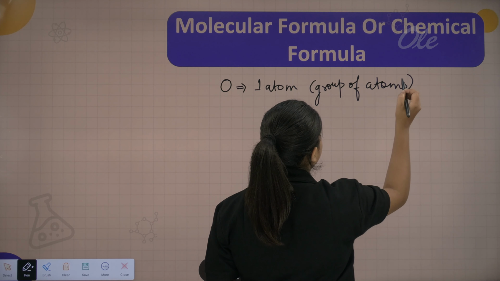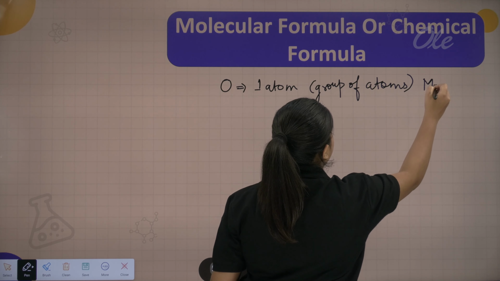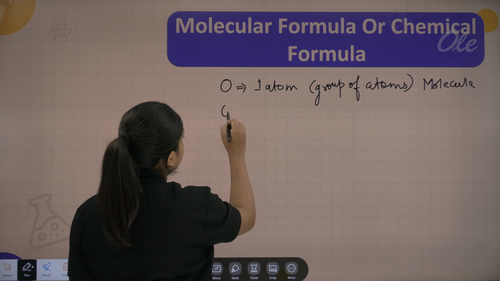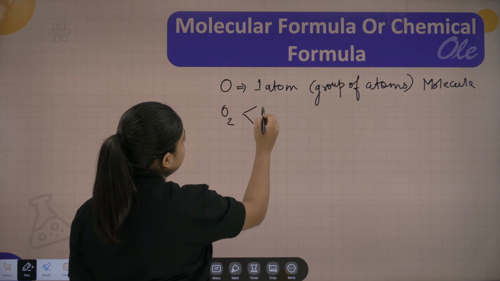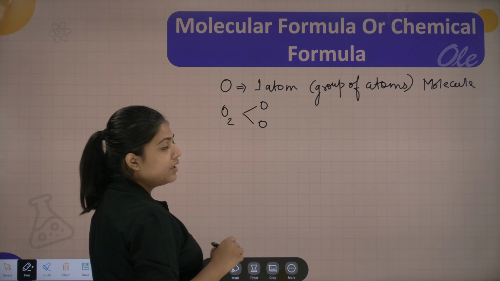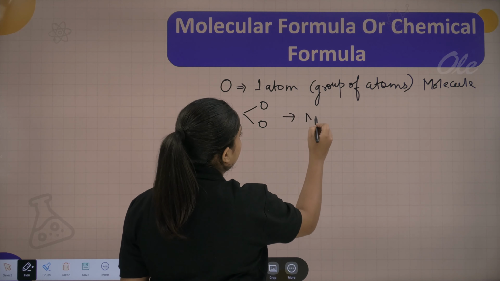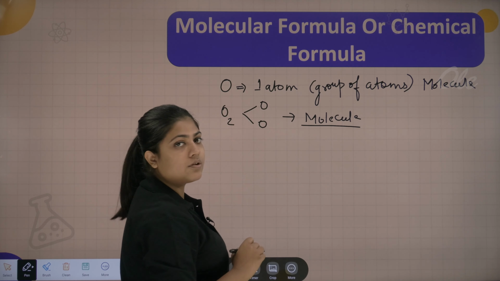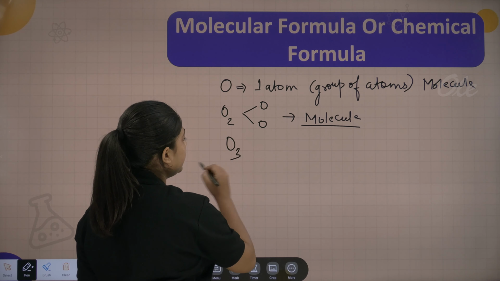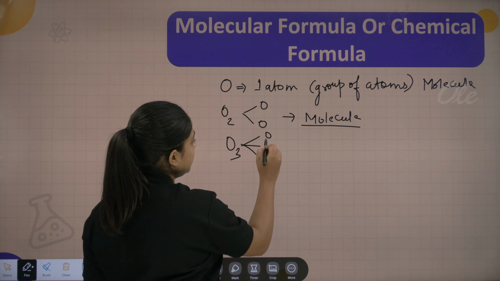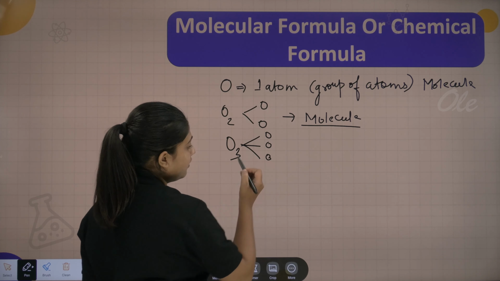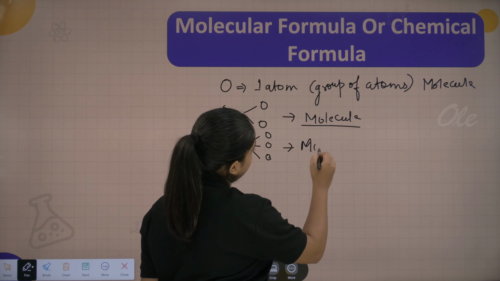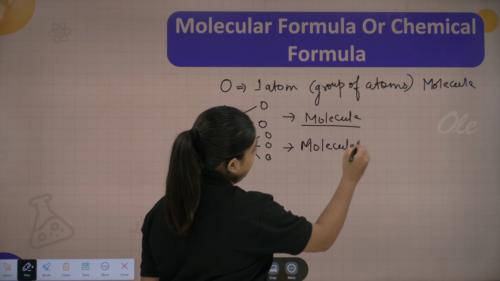they actually form the molecule. For example, if I talk about O2, there are two atoms of oxygen. So this is actually the molecule of oxygen. If I am talking about O3, that means there are three atoms of oxygen. Again, the group of atoms, right? So this is the molecule of oxygen.